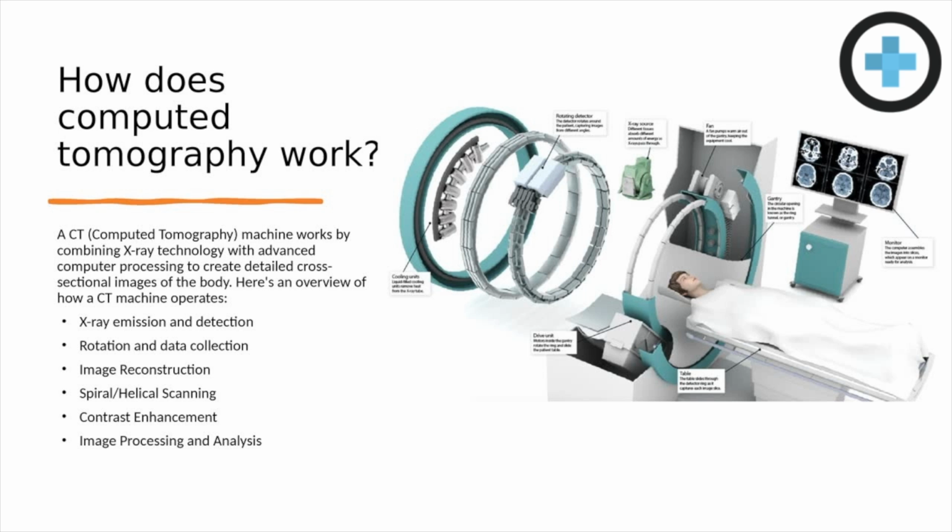Then the X-ray source rotates around the body, typically completing one rotation in about 1 second. During this rotation, the machine takes multiple snapshots or projections from different angles. The thickness of the X-ray beam can vary from a millimeter up to a few centimeters, depending on the desired level of detail. Then we do image reconstruction. The data collected from these multiple projections are sent to a computer, which uses complex algorithms to construct cross-section images or slices of the body. These slices can be as thin as half a millimeter, providing highly detailed views of internal structures.